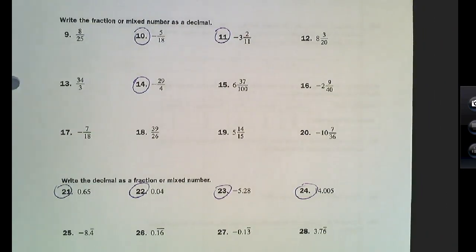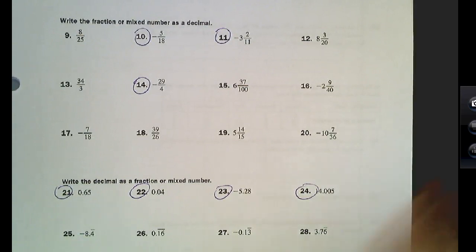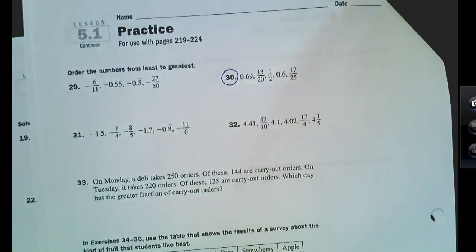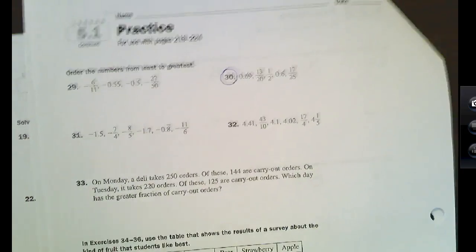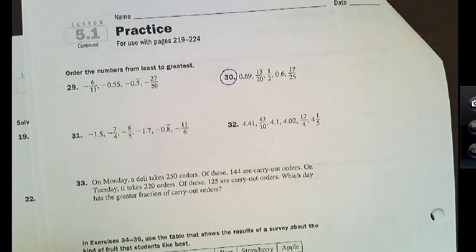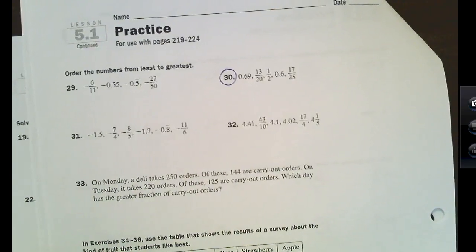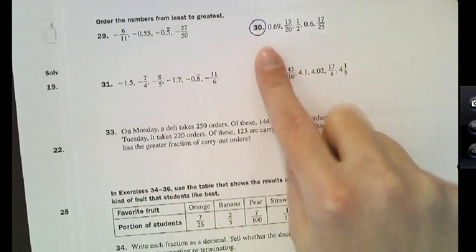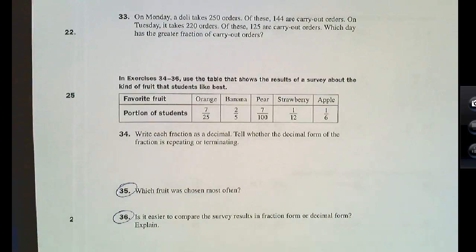And then flip to the back. And I'm going to have you guys do number 30, 35 and 36. So 30 is up at the top upper right hand corner. And then 35 and 36. And I want you to get working on that right now.